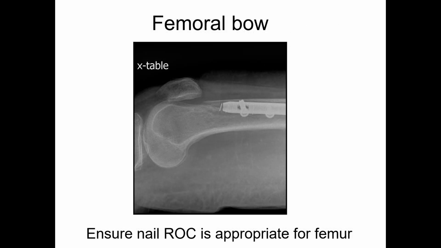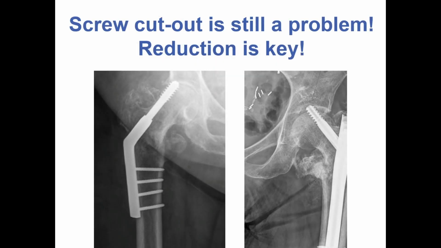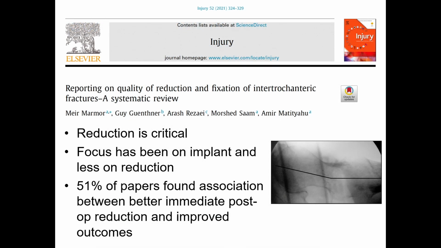Preoperative assessment of femoral bow is also critical, particularly when using a long nail. One must ensure that the nail radius of curvature is appropriate for the femur. Screw cutout is still a problem both for nails and plates. Reduction is absolutely key. The focus has been on the implant and less on reduction, but there is a very strong association between immediate postoperative reduction and improved outcomes.